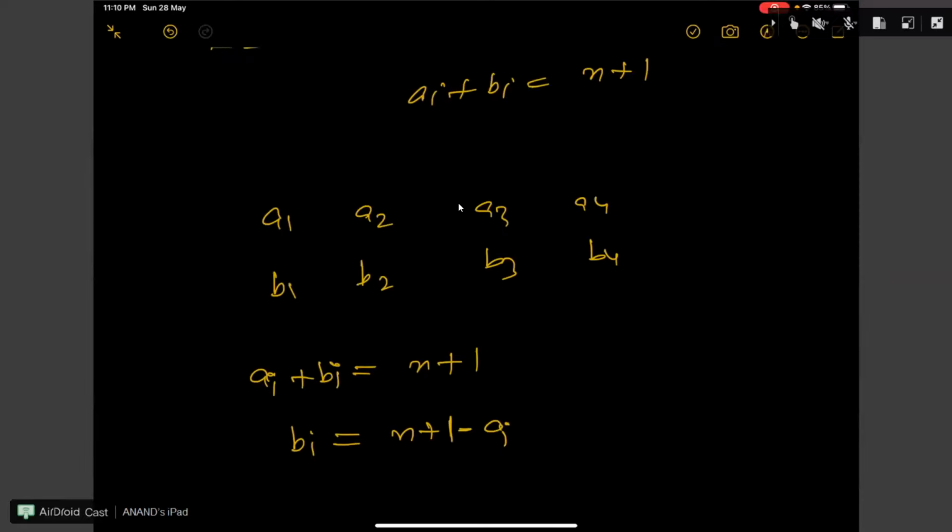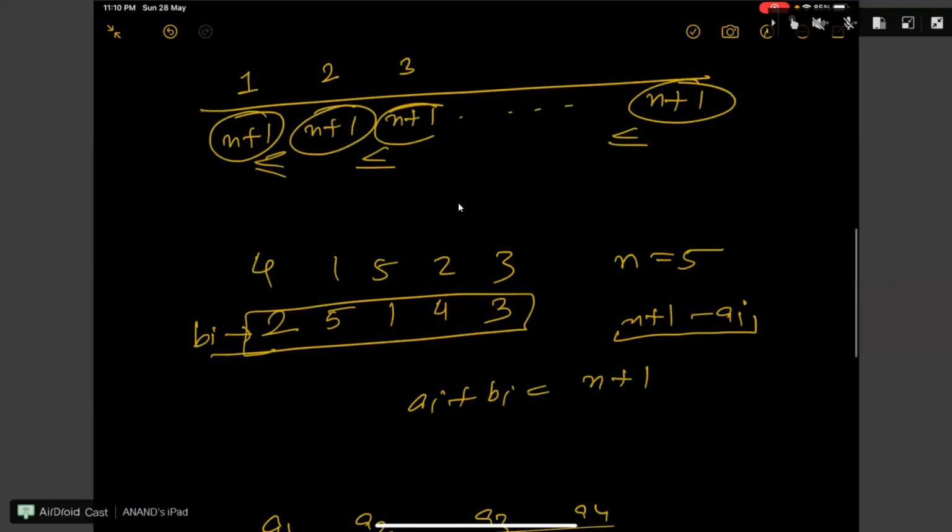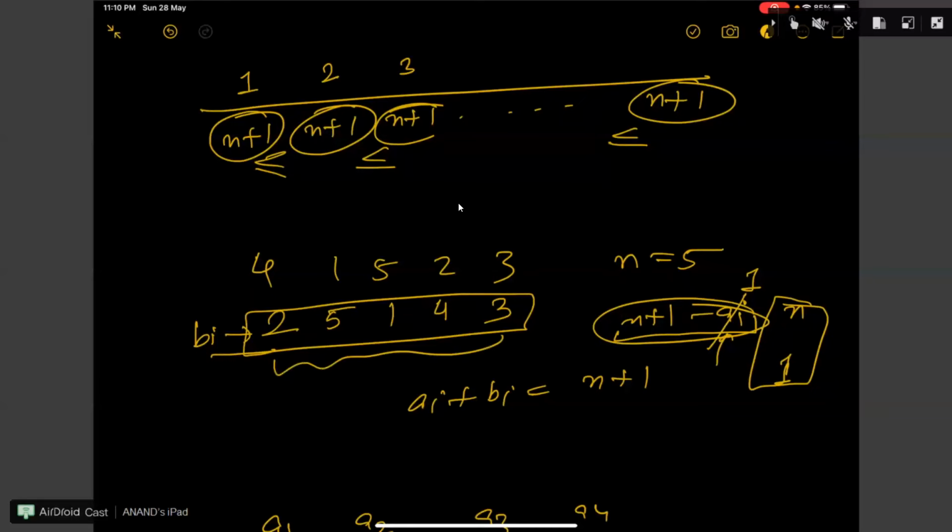Okay, so that's why your B array is formed like this: the ith element is equal to n plus 1 minus a_i. And obviously, this will always be a number within the range 1 to n, because if a_i is very small, let's say 1, you get n plus 1 minus a_i as n. And if a_i is very large, let's say n, you get 1. So this value will always be in the range 1 to n, and since a_i is distinct, this B array will always be distinct, hence it will be a permutation. Is this clear to everyone?